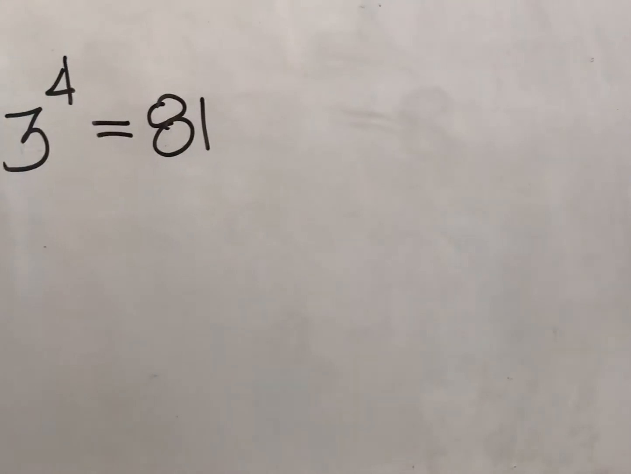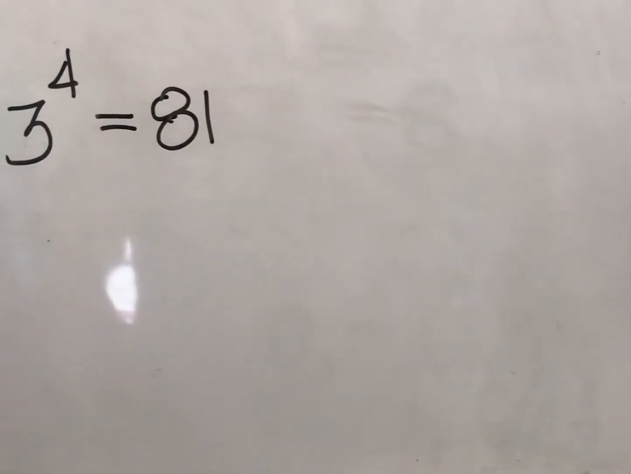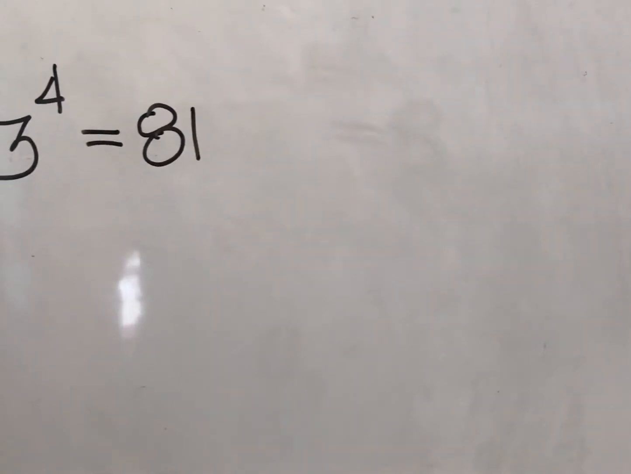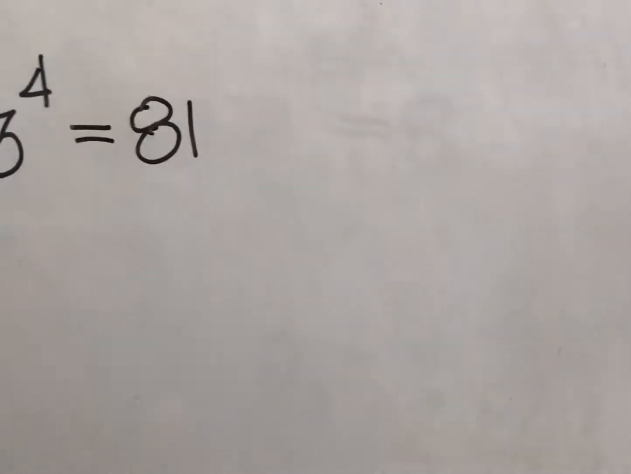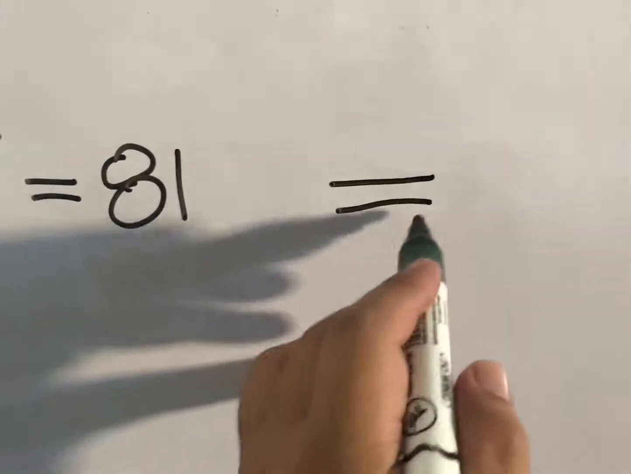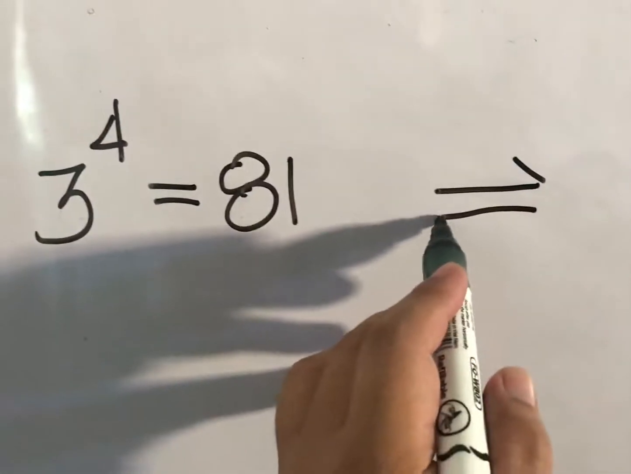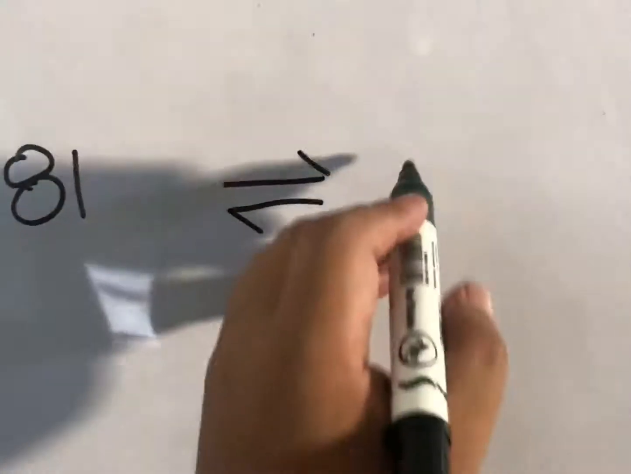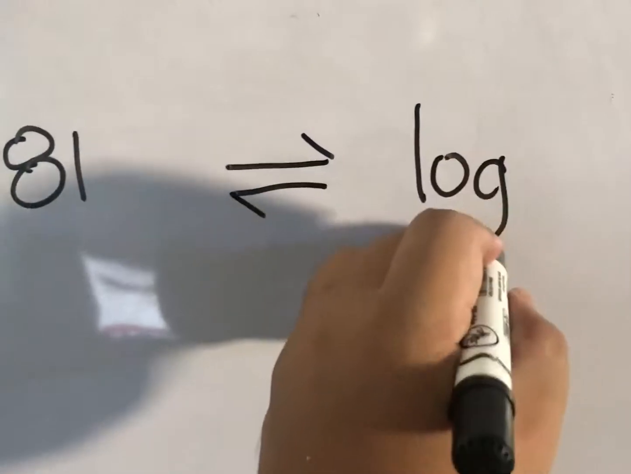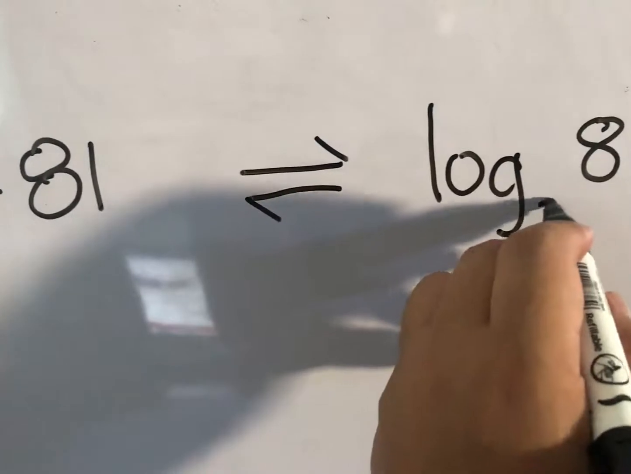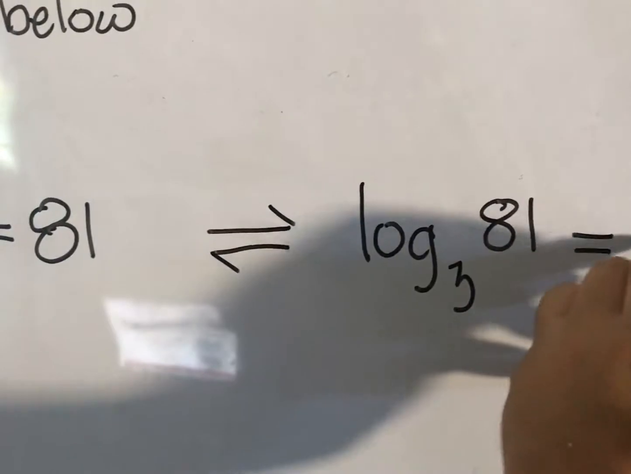It says 3 raised to the power of 4 is equal to 81. Now how do we write this into its logarithmic form? It goes like this. 3 to the 4th is equal to 81 is equivalent to saying the logarithm of 81 to the base 3 is 4.